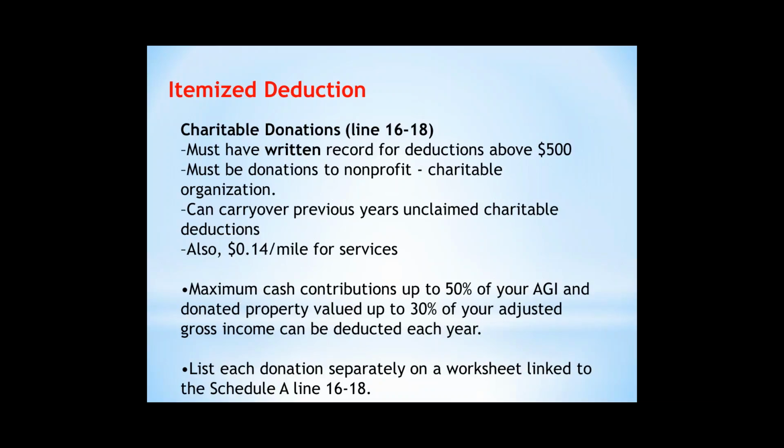The charitable donations, they have to have a record from the organization for anything that's above $500. The donations must be nonprofit, so there are a few questionable things like Chamber of Commerce and that sort of thing. Again, refer to your 4012 to confirm whether it's something that can be included in the Schedule A or not. The program automatically calculates all of this. If you have somebody that comes in and they volunteer a whole lot, they can count 14 cents per mile for any of their service.